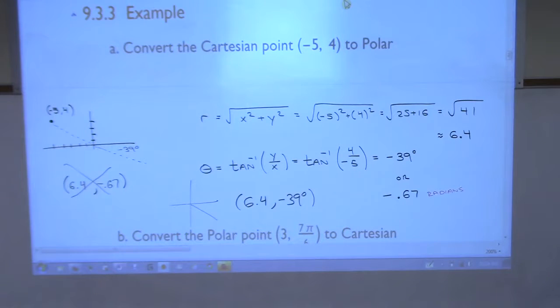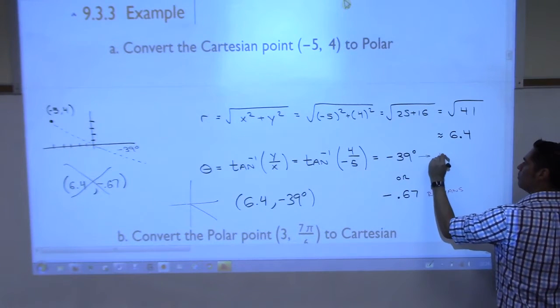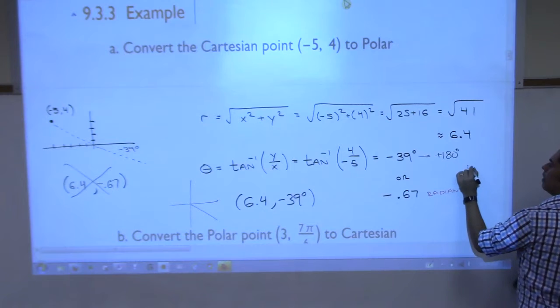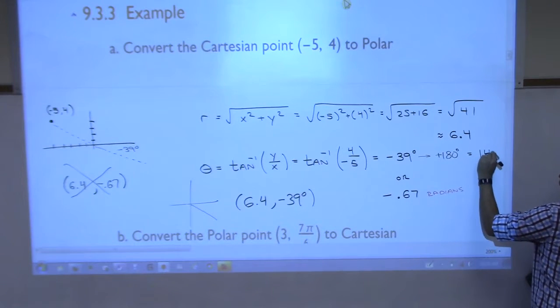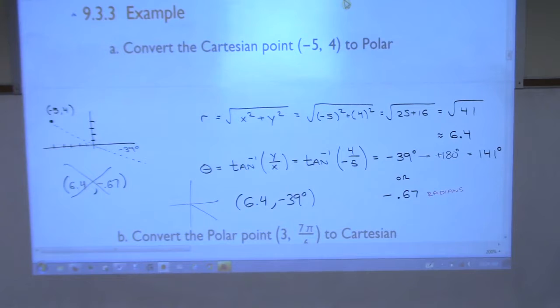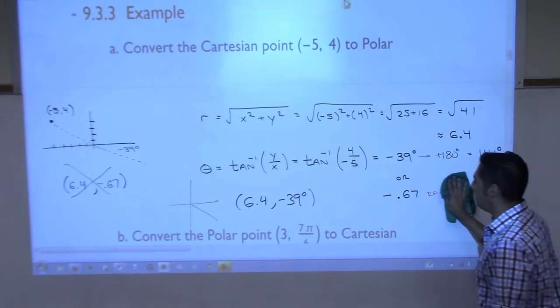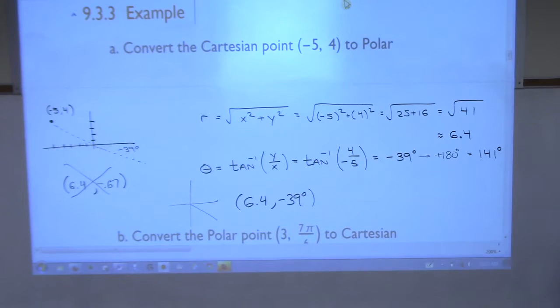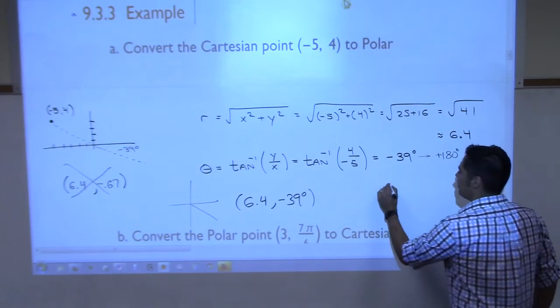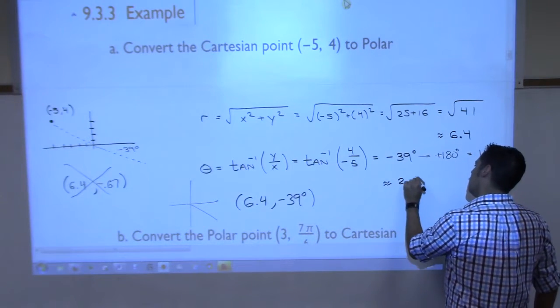Understand that? So add 180 to this, and you get 141 degrees. Now, what is 141 degrees in radians? You just multiply by pi, divide by 180. If you ever want to convert degrees to radians, you just multiply by pi, divide by 180. What do you get? 2.5, so approximately 2.5 radians.